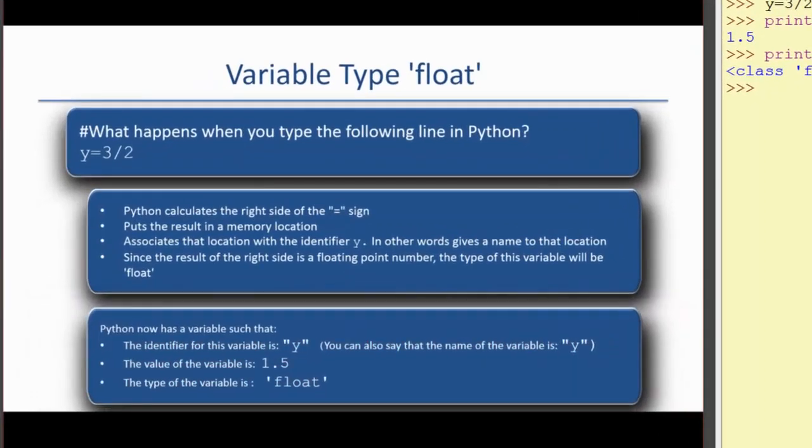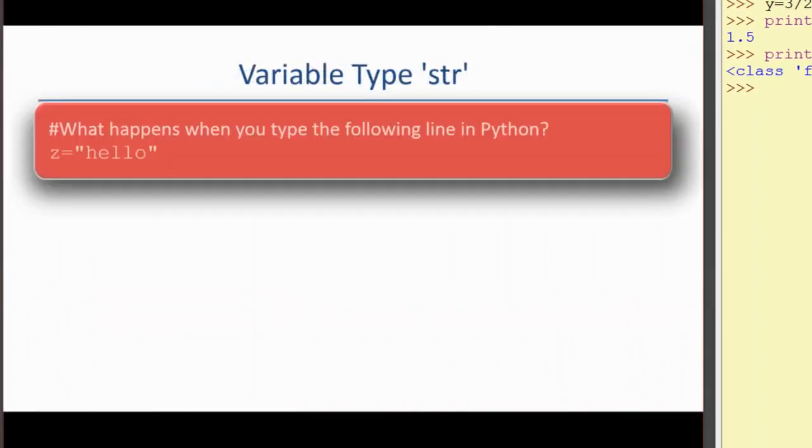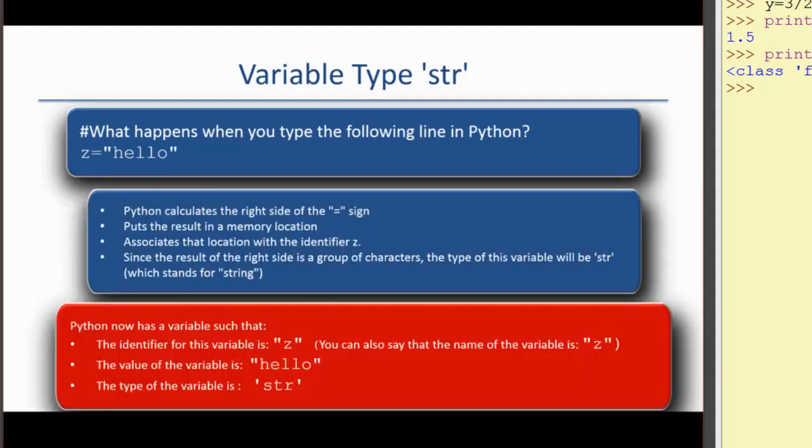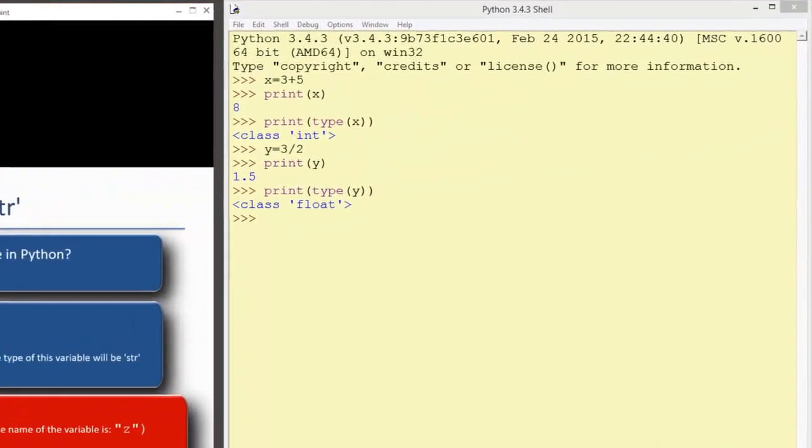Next, we are going to go to the next type. What happens when you type the following line in Python, which says z = "hello"? Again, Python calculates the right side, puts the result in a memory location, associates that location with the identifier z, and since the right side is a group of characters, the type of this variable would be str, which stands for a string. Just to repeat, Python now has a variable, the identifier is z, the value of it is hello, and the type of it is str.